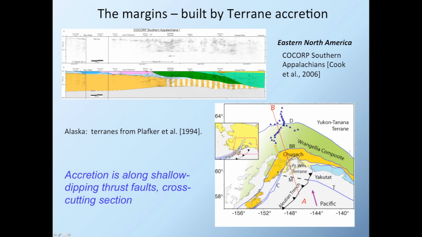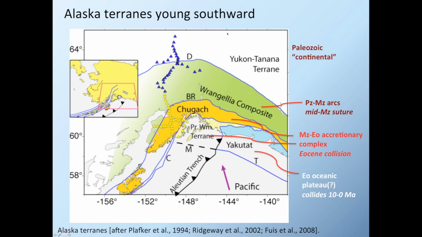And we'll look at a profile. Let's zoom in on this one here. In the north, north of what's now the Denali Fault, the Yukon-Tanana terrane represents Paleozoic material that's displaced somewhat from North America.